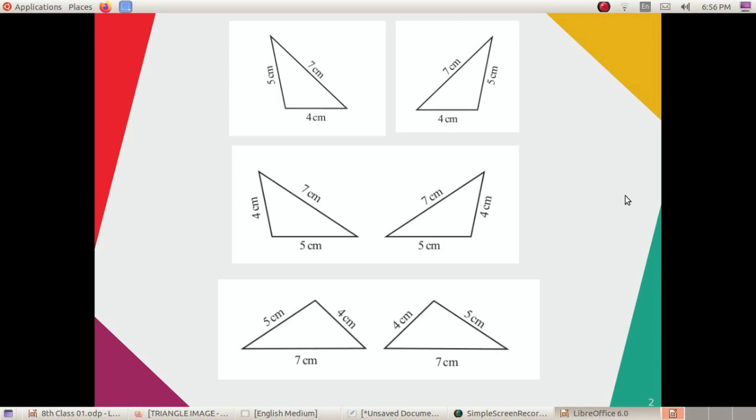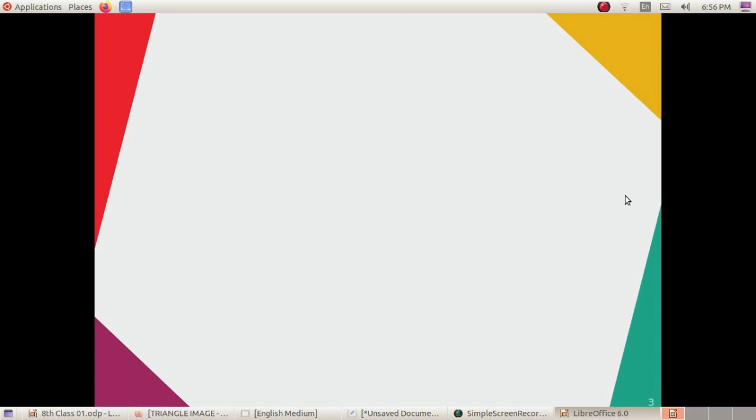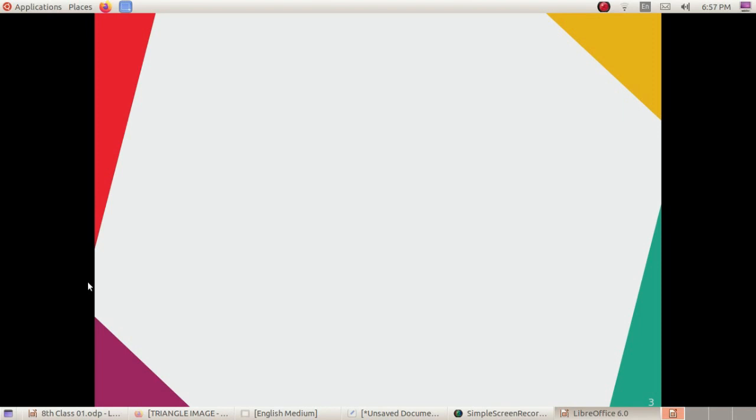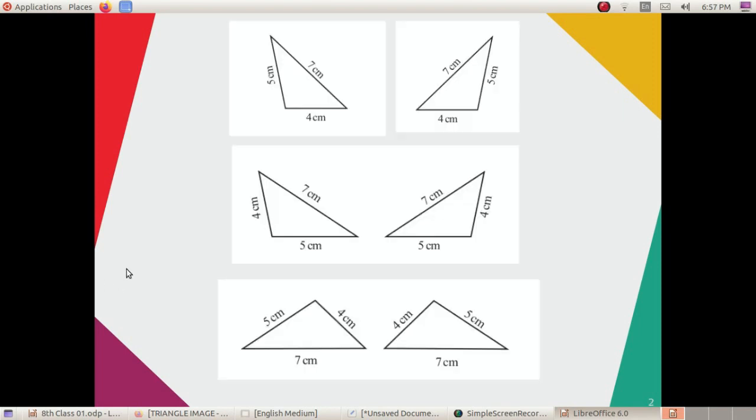So we can generalize this as a theorem, and that is, if the sides of a triangle are equal to the sides of another triangle, then the angles of the triangles are also equal. That is, if we go back, look at these two triangles at the top. The sides are the same, 4 centimeters, 5 centimeters and 7 centimeters. Since the sides are equal, their angles also must be equal. That is the first property we are going to study in this chapter.